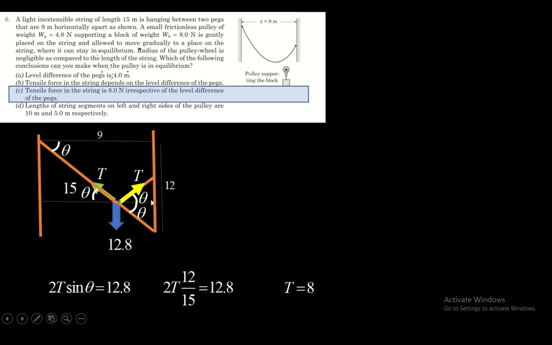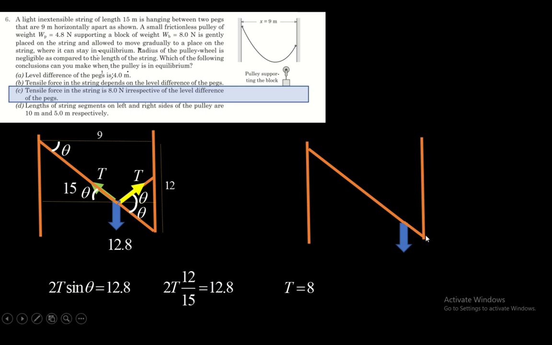See, we have not used the levels, the positions of these pegs anywhere in these calculations. So it is independent of the positions of pegs. Suppose the position of this peg is lowered a bit. In that case, the vertical separation between the pegs will increase, and the pulley will then come to a new position like this.